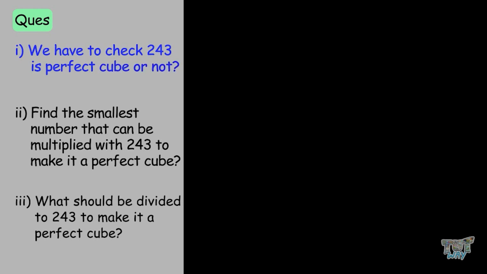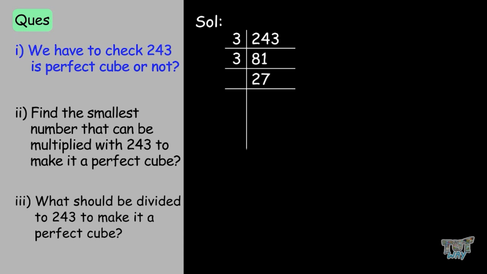First we have to check whether it is a perfect cube or not. Use prime factorization. 243 is not divisible with 2, so we use 3. We get 81. 81 is divisible by 3. We get 27. 27 is also divisible with 3. We get 9. 9 divided by 3 is 3. And then finally we use 3 to get 1.